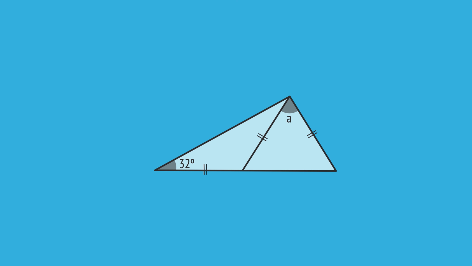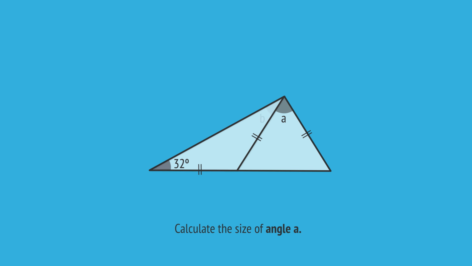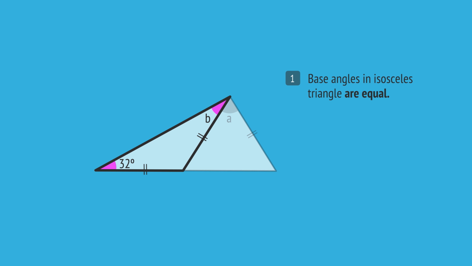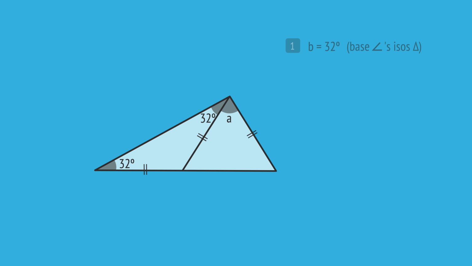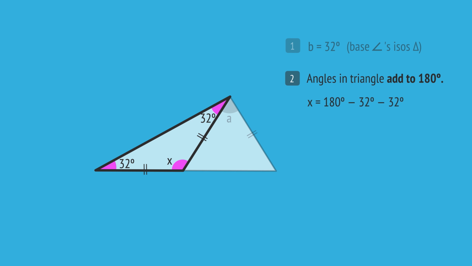In this problem, we need to calculate the size of angle A. In the diagram, we can identify 2 smaller isosceles triangles that make up a larger triangle. With this isosceles triangle, we know that angle B must also be 32 degrees, since these base angles are equal. We can then find the third angle in the triangle, since all 3 will add to 180 degrees. Subtracting the 2 base angles from 180 degrees gives this angle X equal to 116 degrees.